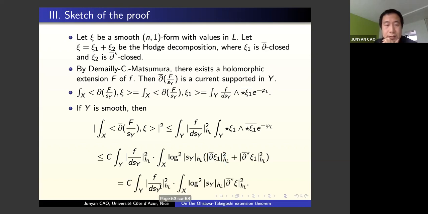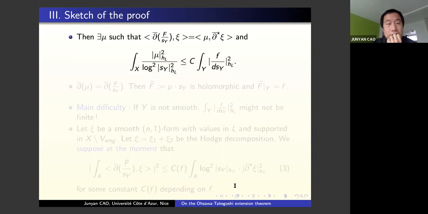So therefore, we know that the last term here is in fact equal to the integral of log square s_Y times d bar star C square. That means that this product is in fact controlled by the L2 norm of small f times the integral of d bar star C square. So therefore, by using this representation, we can find some mu such that we have this equality for n times C, and also the L2 norm of mu is controlled by the L2 norm of small f.